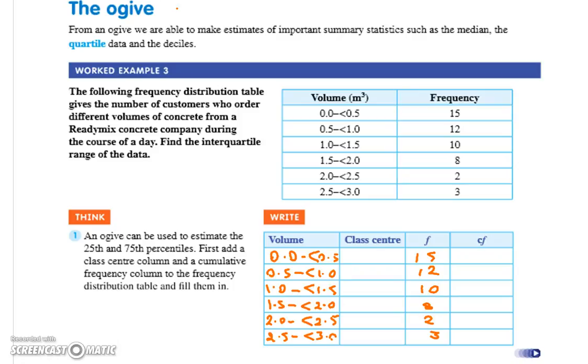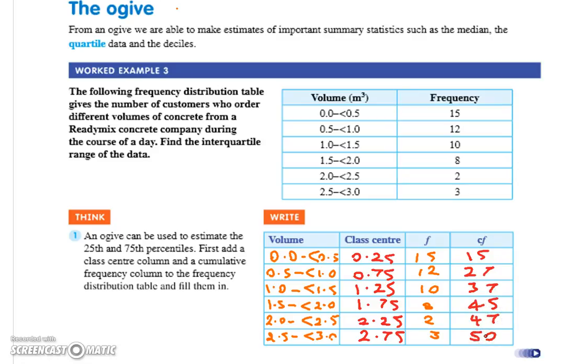All right, so you should have the class centers and the cumulative frequency. Can someone give me the class centers just going down the list? It's gone up by 0.5s. But you should have already finished doing that anyway. That was the point of the 2 minutes. Cumulative frequency? 15, 27. Yep. 37. Yep.